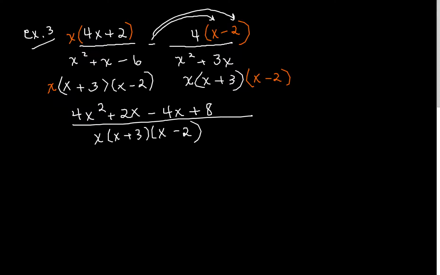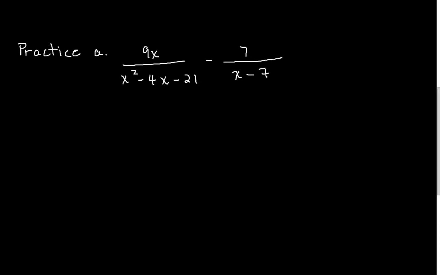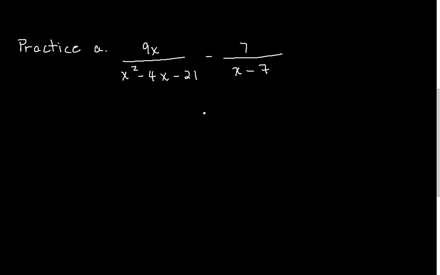Now we just have to clean it up a little bit and we will be done. So we have our x times x plus 3, x minus 2 in the denominator. We have our 4x squared. These are like terms, so we add those, negative 2x plus 8. All right, you guys try this next one. It's your practice problem A, so it's like doing your homework with the teacher there. So turn off the video, try the problem, and then restart the video.